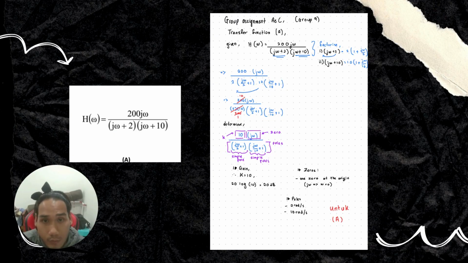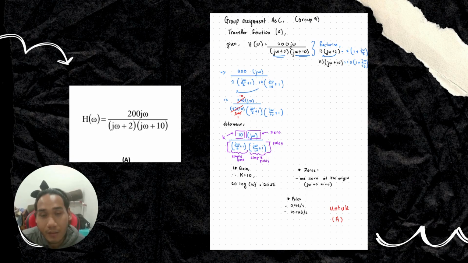Okay, without further ado, I'm going to explain the first question, which is the transfer function for question A. Given 200 j omega divided by j omega plus 2 and j omega plus 10, we know that the denominator we have to factorize to get the standard Bode plot form, which we learned in chapter 4 previously. So we applied chapter 4 and factorized the denominator.